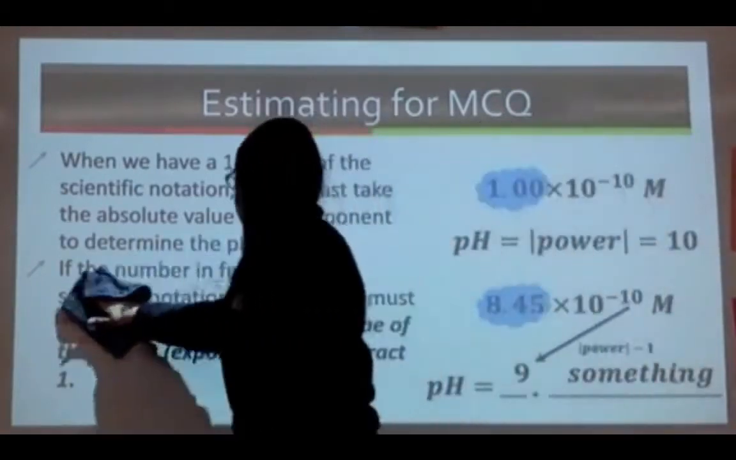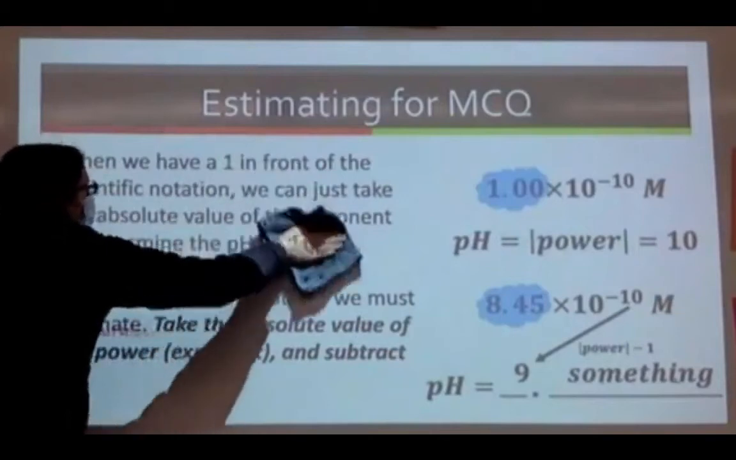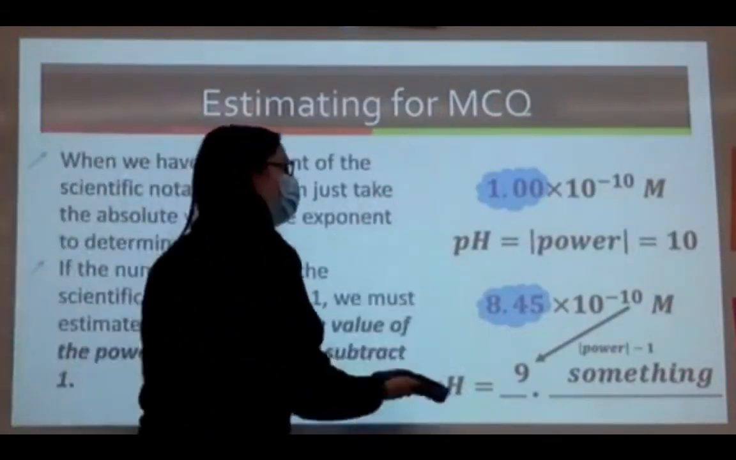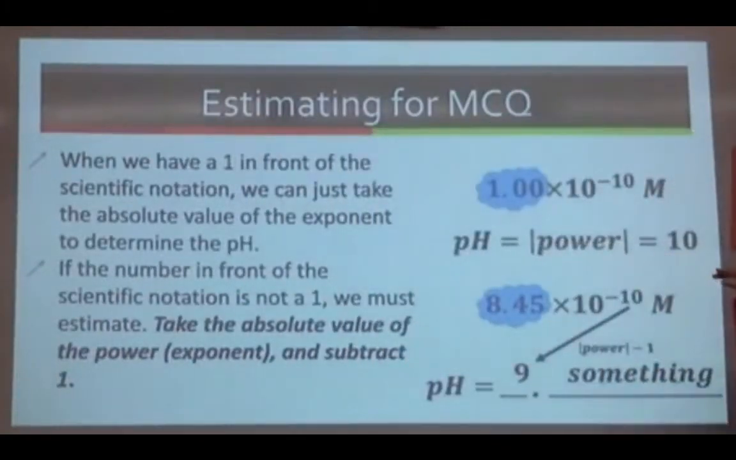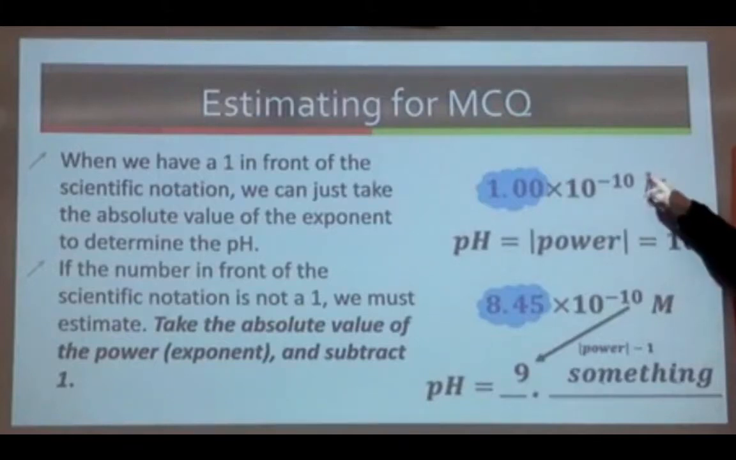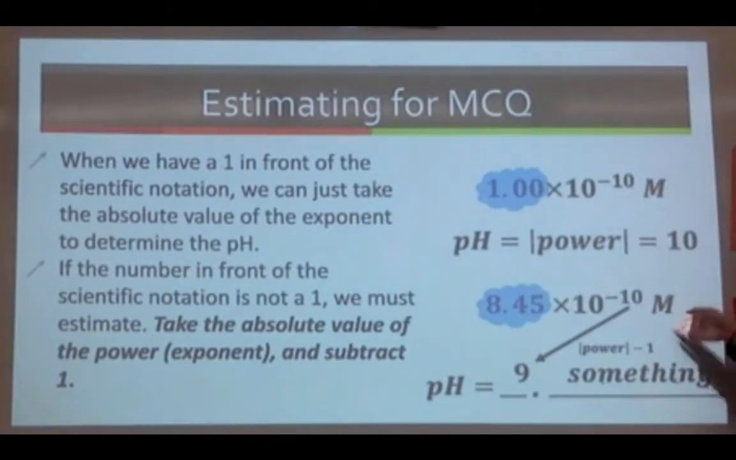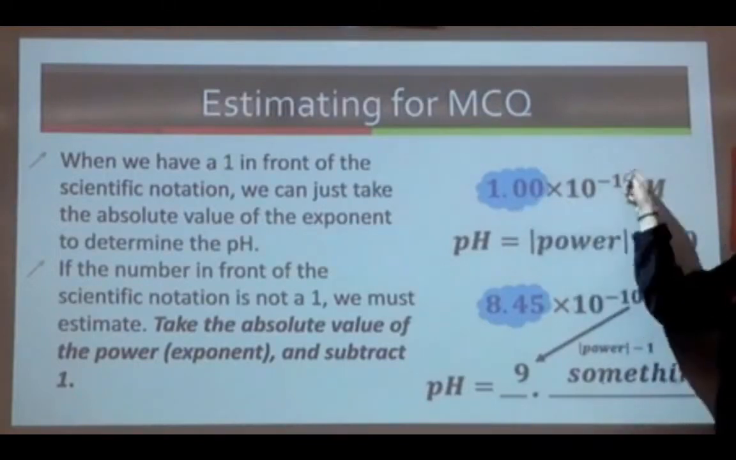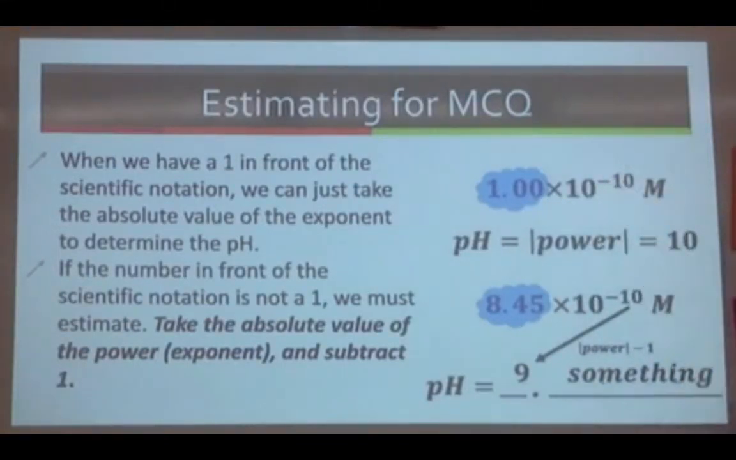When we're looking at estimation, it's important to remember that when we have a 1 in front of the scientific notation, so 1 times 10 to the negative 10, or 1 times 10 to the negative 4, we can actually just take the absolute value of the exponent. That gives us our pH. pH is the negative log of the concentration. If you have a 1 in front, take the positive number of the exponent, and there's your answer.